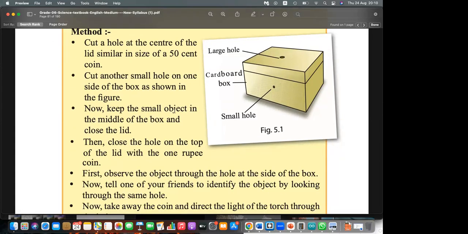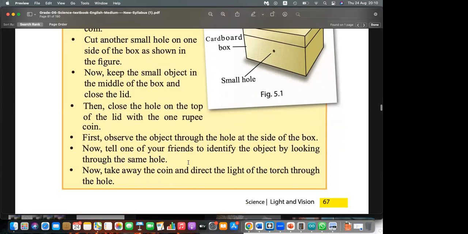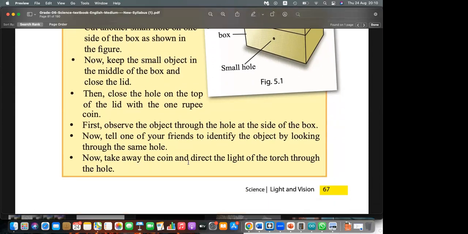Now keep a small object in the middle of the box and close the lid. Then close the hole on top with a 1 rupee coin. First observe the object through the hole at the side of the box. Now tell your friends to identify the object by looking through the same hole.